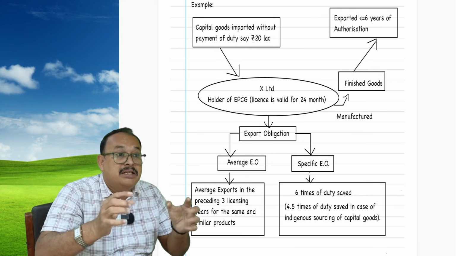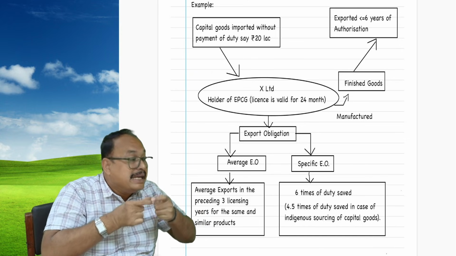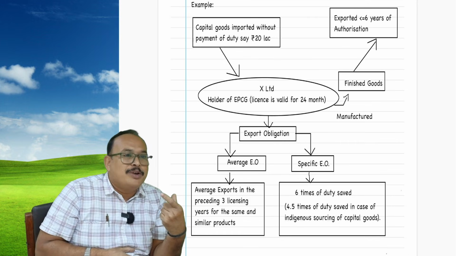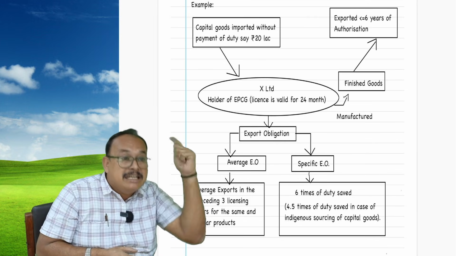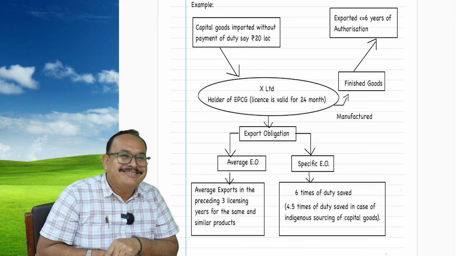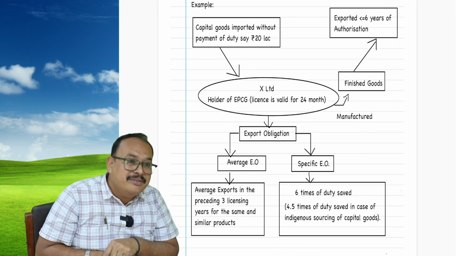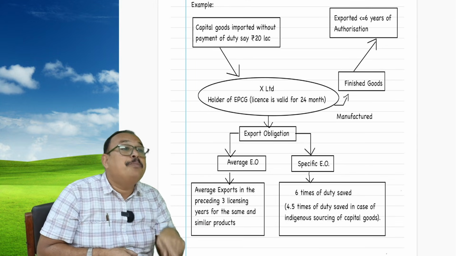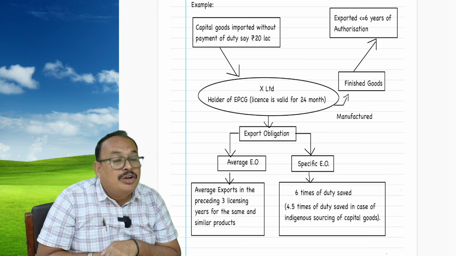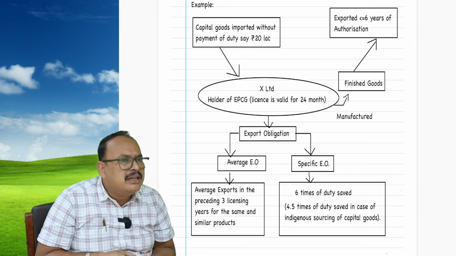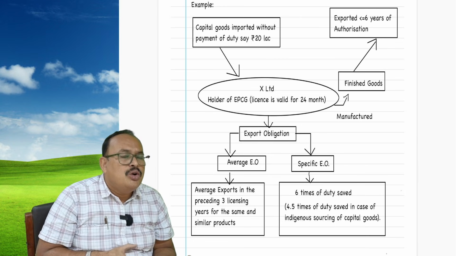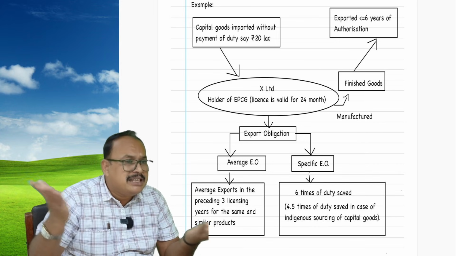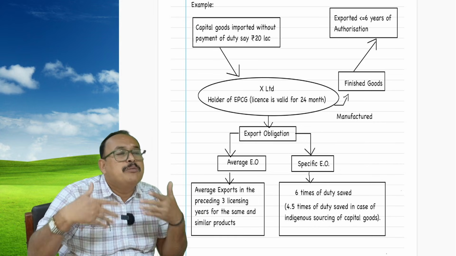In the case of indigenous capital goods, if instead of buying we import, what would be the duty? 20 lakhs, sir. Take that as the deemed duty saved. 20 lakhs multiplied by 4.5 times, how much comes here? 90 lakhs. So 90 lakhs is the specific export obligation, and the average export obligation fortunately also came to 90 lakhs. So you are fulfilling both the obligations.